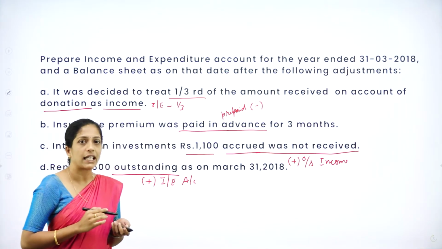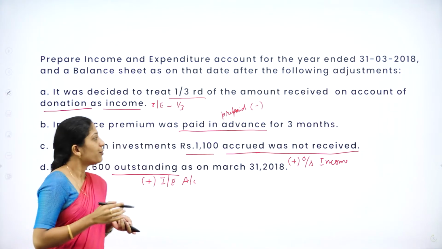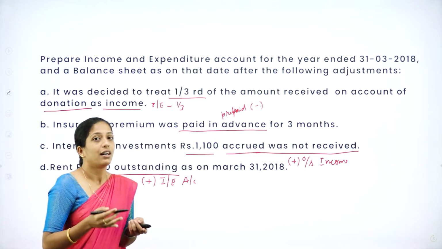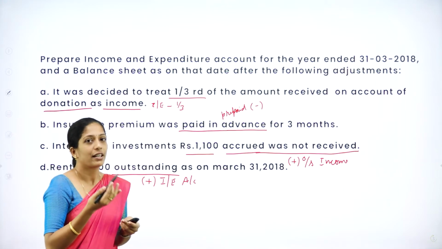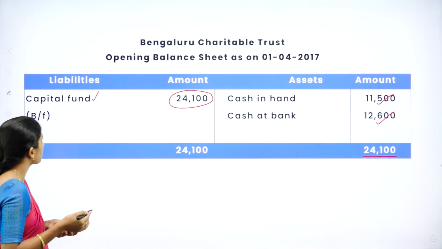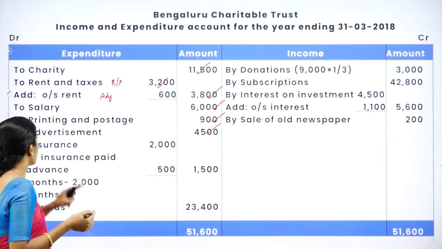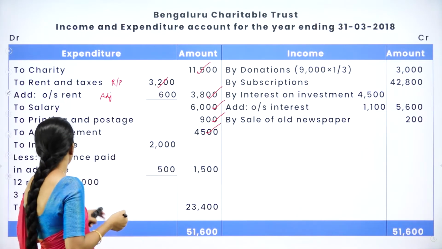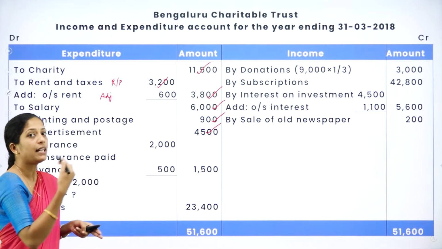Now, how to calculate for 3 months? We shall assume that they have paid insurance for 12 months. Clear? Now, how to calculate? Insurance is 2000 less insurance paid in advance.